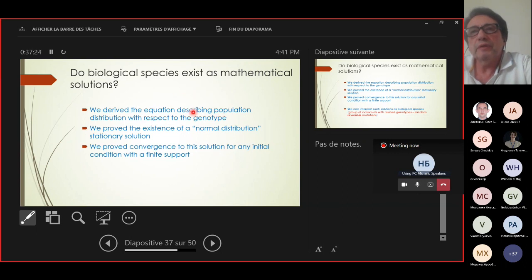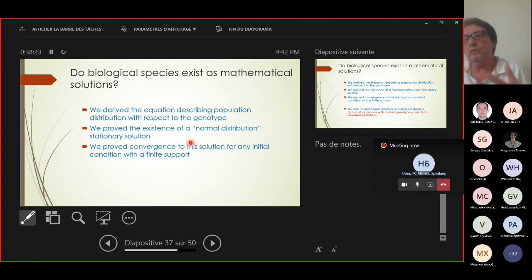So we derived this equation which describes the population distribution with respect to the genotype. Of course, there were some simplifying assumptions. It's always like that, but in some sense, we can say that this equation is biologically realistic. So it is based on some biologically realistic assumptions. This equation has normal distribution-like solutions, stationary solutions. And we show that all solutions of our problem with initial conditions having finite support converge to this normal-like distribution.